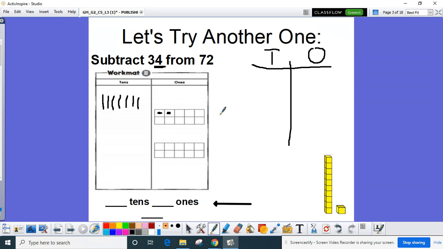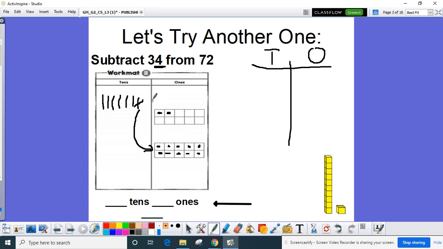So, what do we need to do? If you said regroup, you are right. We need to exchange 1 ten for 10 ones. That's called regrouping. So you're going to cross out 1 ten and then draw your arrow to show that you're exchanging that 1 ten for 10 ones. 1, 2, 3, 4, 5, 6, 7, 8, 9, 10.